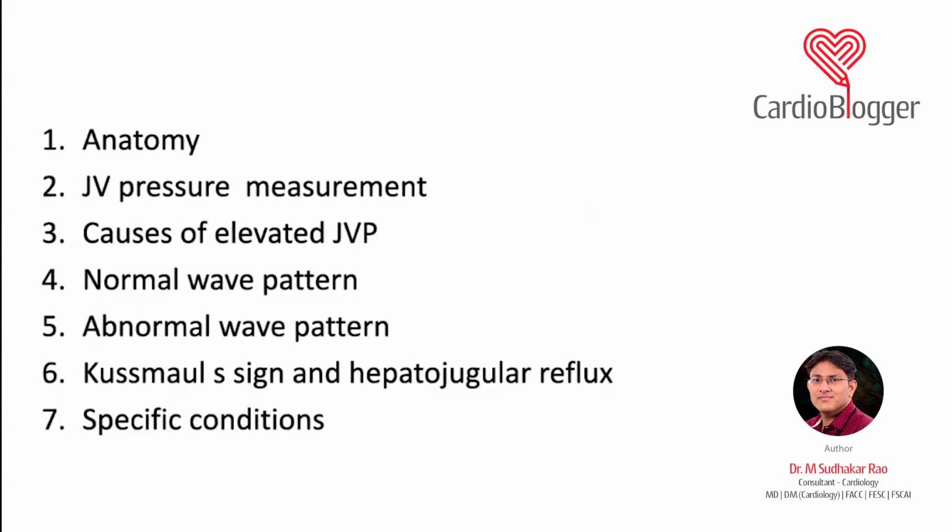Now we will discuss over the next 1 hour the anatomy of the internal and external jugular vein, JVP measurement, how you measure it, and when clinically you have to describe a JVP, what all points you use to explain it. What are the causes of elevated JVP, what is the normal waveform and what is the abnormal waveform, and there is something known as the Kussmaul sign, that is the respiratory variation, and hepatojugular reflux. When the JVP is not elevated or not seen, then what are the various measures you can do to make it prominent? That is known as hepatojugular or abdominojugular reflux, and some other specific conditions where you should see the JVP.